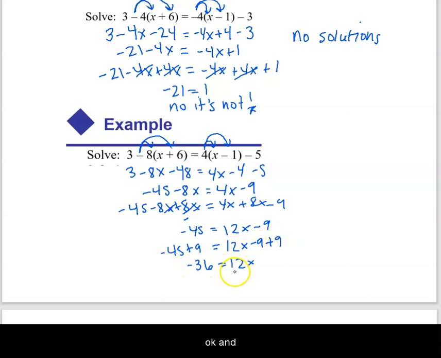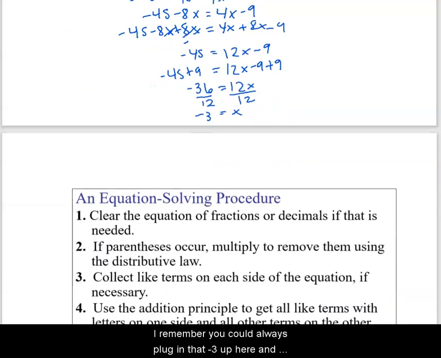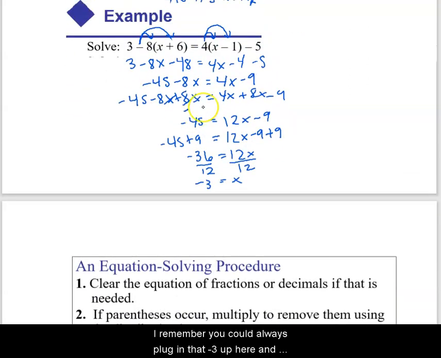Okay, and we go to the side with the x on it. It's 12 times x. The opposite of multiplying is going to be to divide by 12. And so we get x is equal to -3. And remember, you could always plug in that -3 up here and work it out and make sure that it's equal on both sides. Okay.